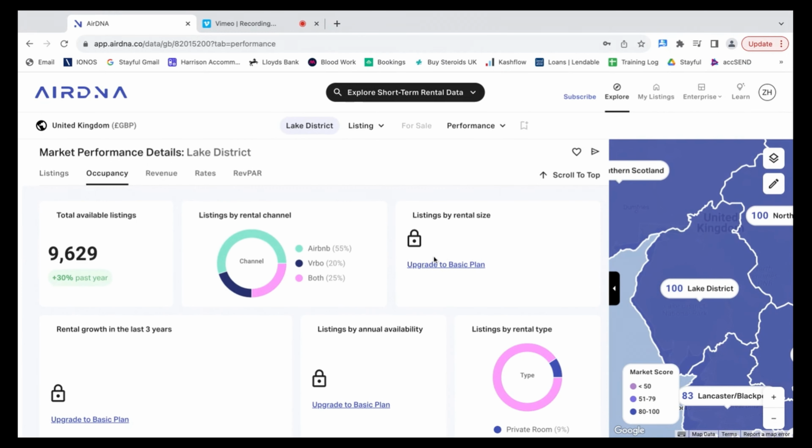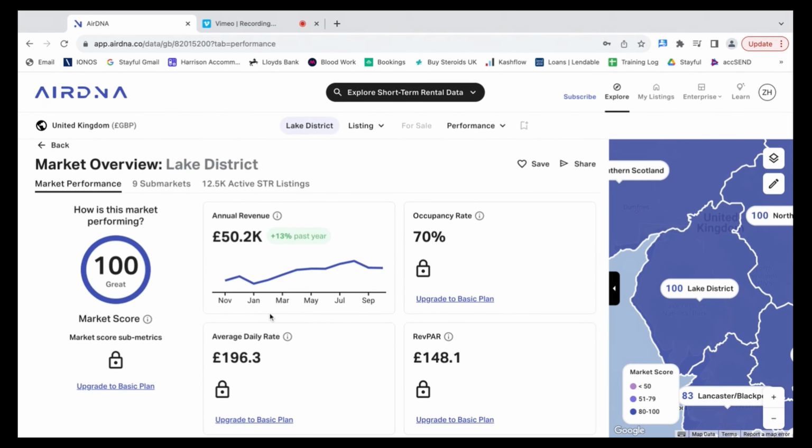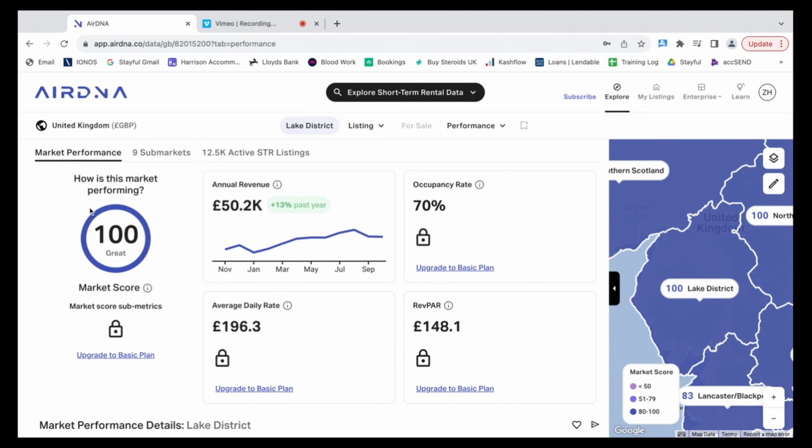We've got the first area, which I'm looking at right now, and it's the Lake District. It's quite a popular location, and as you can see, it's given a market score of 100, meaning that this is performing very well. Something we can see in the average annual revenue is where it drops a bit, which is around January time, which is quite expected. But as we can see, it consistently picks up from there all through into summer and then drops a little bit as we go into the winter months.